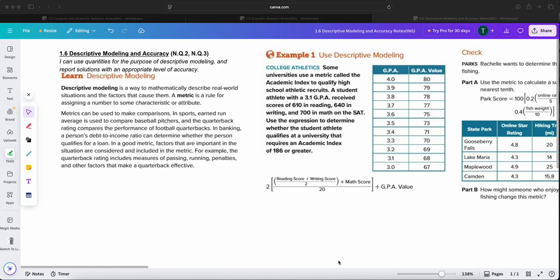So we're going to go through some examples. I might skip around so that we don't have to do as many examples. So I might skip the checks. It just depends. So example 1 here.